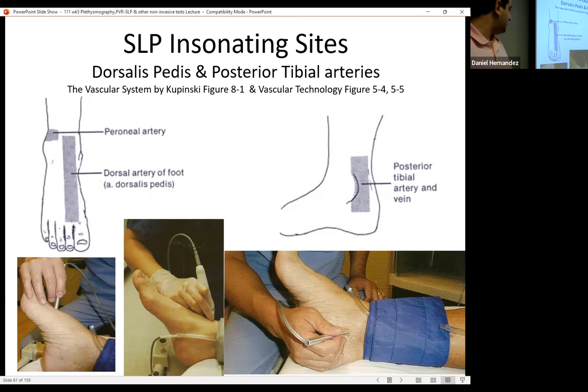This goes over those insonation sites. Guys, I'm really impressed. You guys have done really well with this. If you come to the lateral ankle, the outside of the leg, the lateral malleolus, you could also potentially listen for the peroneal artery. That's another site. That's not typically used.